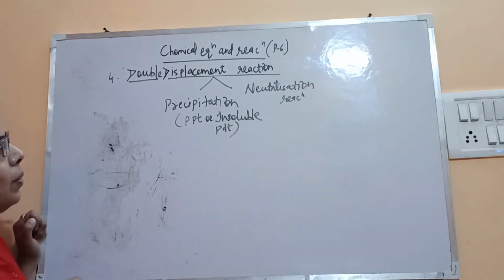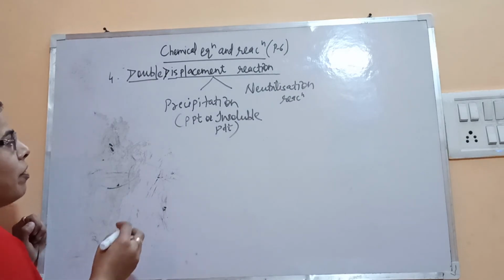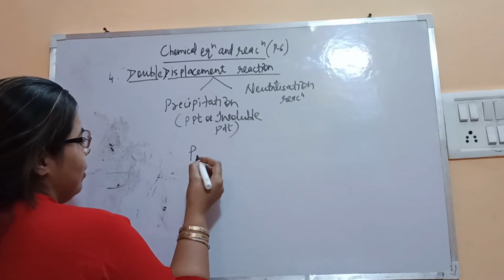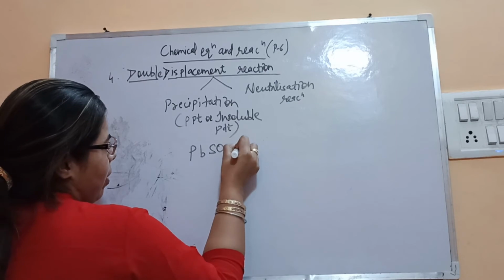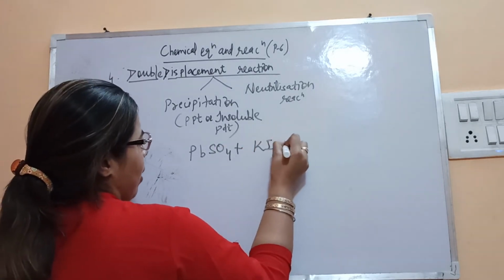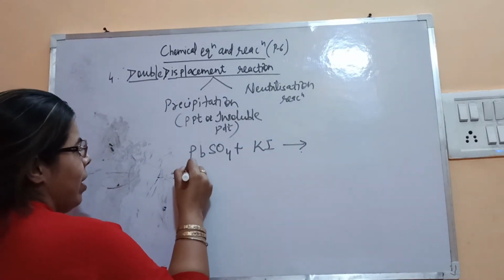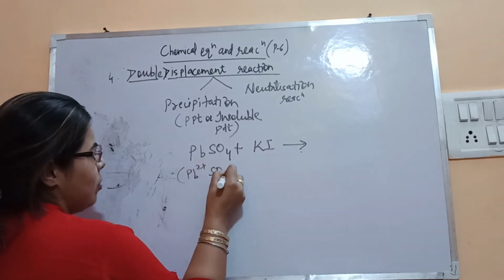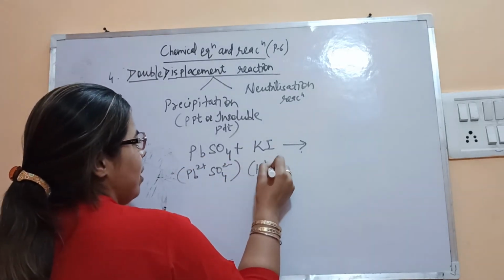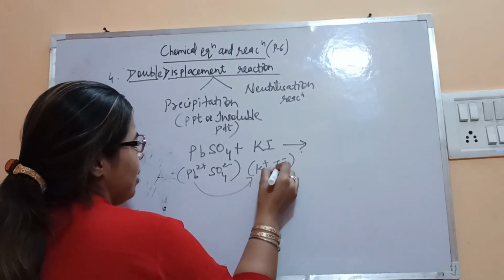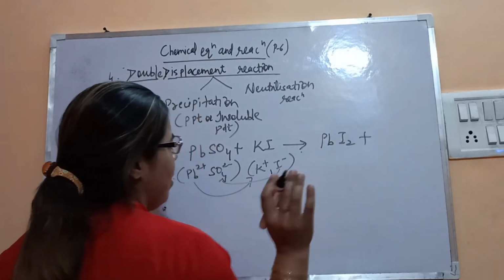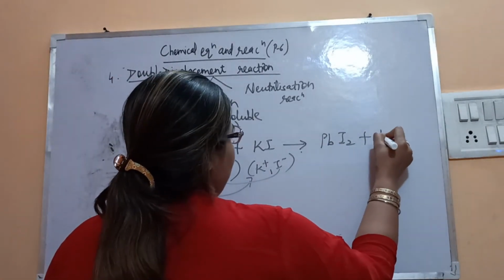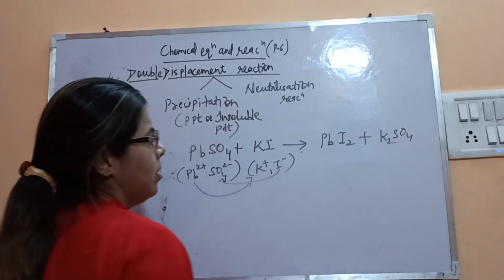Okay, so let's take the other example. If I say, let's add this, PbSO4 reacts with KI. So here if I write in terms of ions: Pb2 positive, SO4 2 minus, K positive, I minus. This will go with this and this will go with this. So what are the products? PbI2, making the formula, and potassium sulfate. So these are the products.